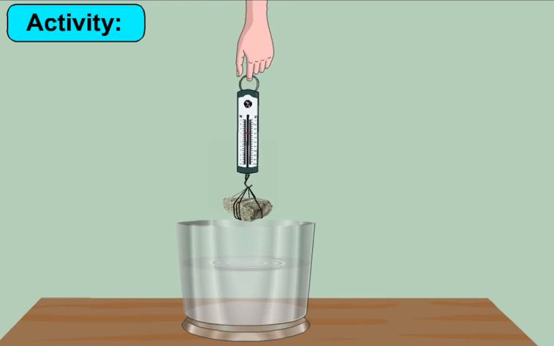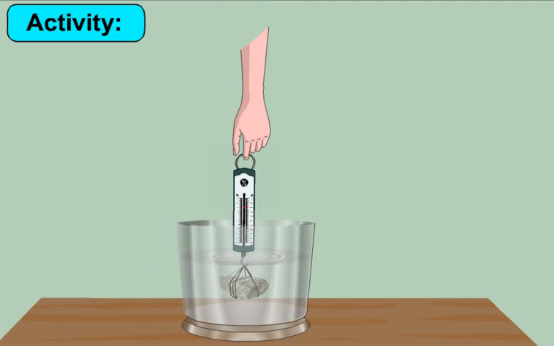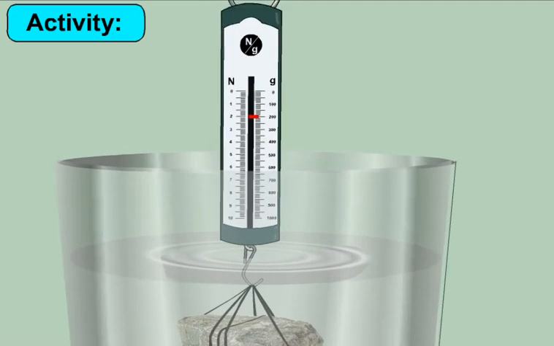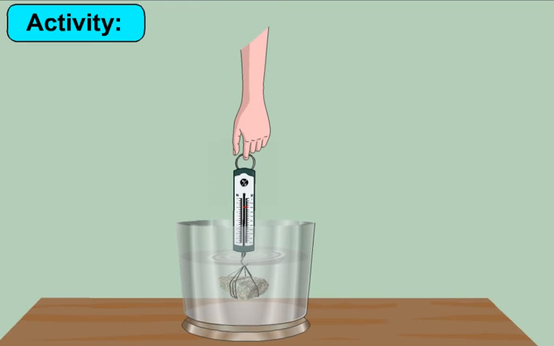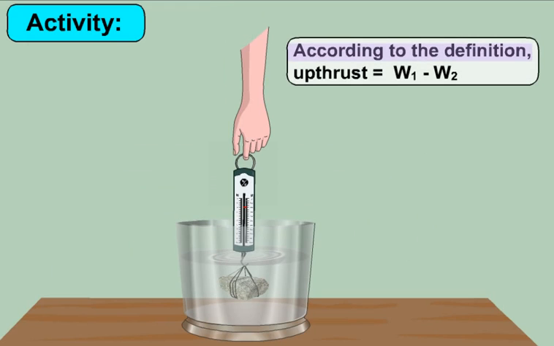Now, lower the stone gradually inside water contained in a beaker and observe the weight on the spring balance when the solid stone is completely immersed in water. Let it be W2. Students, according to the definition, upthrust is equal to W1 minus W2.